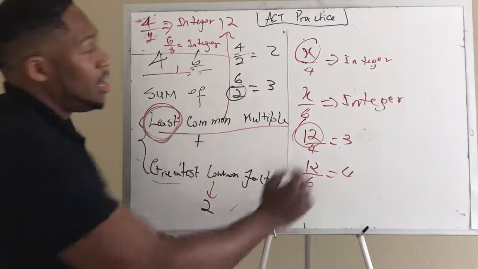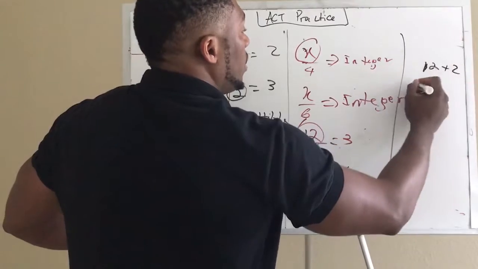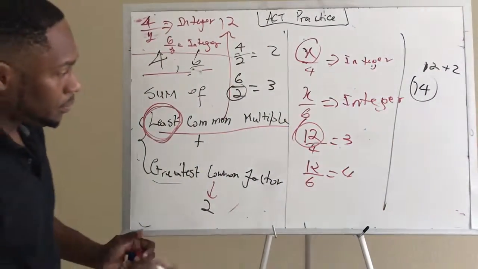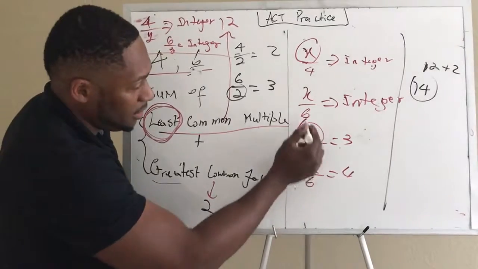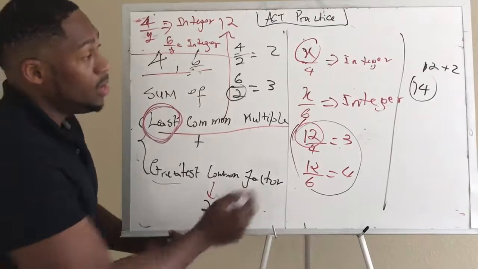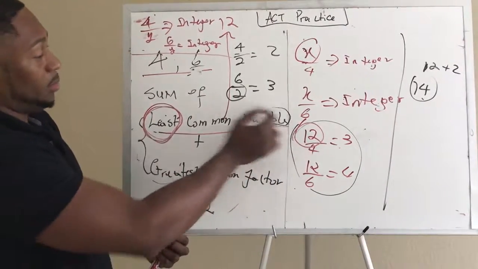So we want their sum. We have 12 plus 2 is equal to 14. That's the answer choice. What we did is we found the least common multiple, which is 12, and the greatest common factor, which is 2. We add them up together, 12 plus 2 is equal to 14, because that's what they asked us.